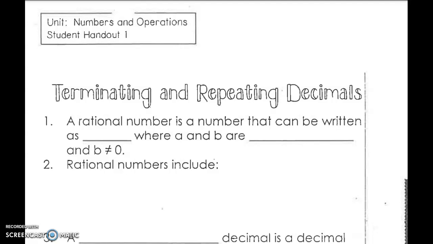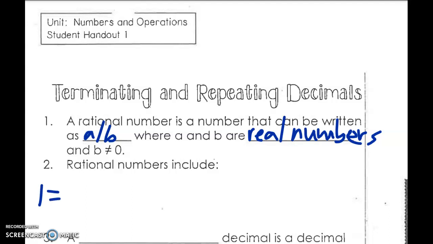A rational number is any number that can be written as A over B, so in fraction form, where both A and B are real numbers, and also B cannot equal 0. Some examples: the number 1 can be written as a fraction, 1 over 1, right? Both of those numbers are real numbers, and the denominator B is not 0, so that's good.